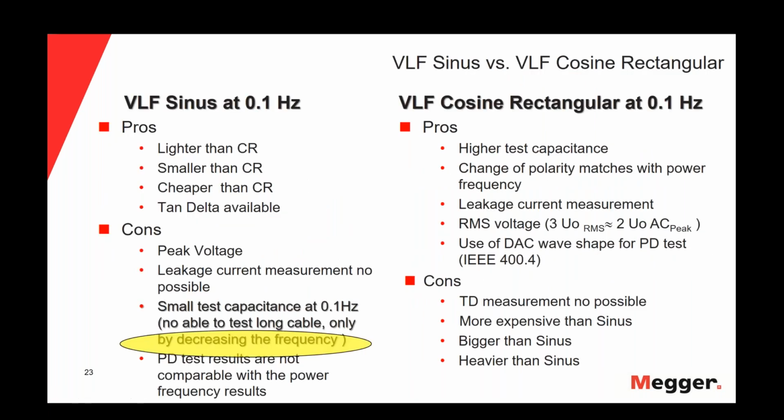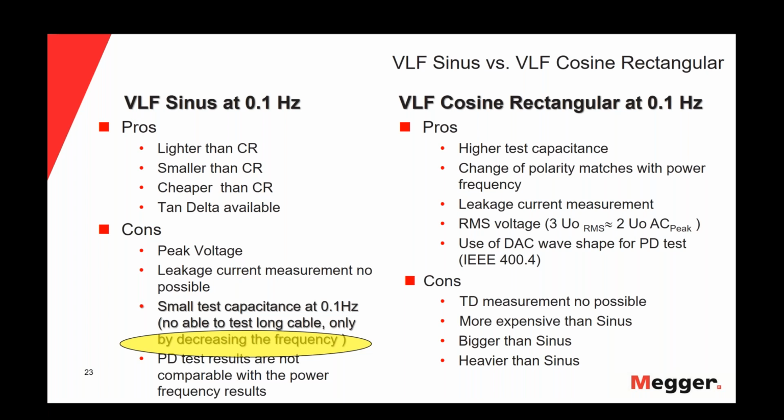Continue with the cons of the VLF sinus. We have, of course, that the PD test results are not comparable with the power frequency results. There is a frequency dependence of the partial discharge, which means that when you do a partial discharge test at power frequency, you will see some PD activity that, if you decrease the frequency to 0.1 hertz, you will not see. So the partial discharge has a dependency on the frequency, and if you reduce the frequency below the 60 hertz, some partial discharge activity will disappear.